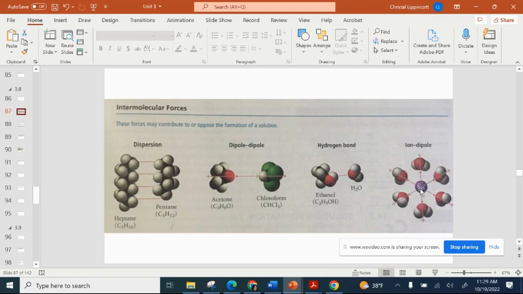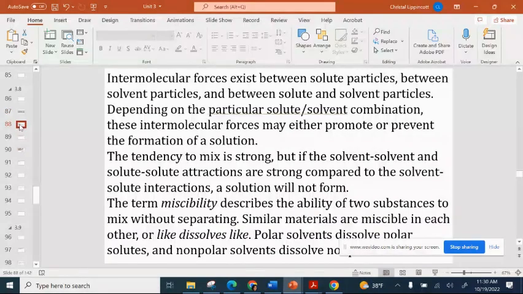You are going to have questions that end up having you draw this. You have to have the water oriented correctly with that ion. Intermolecular forces then exist between the solute and the solvent. Depending on the particular solute and solvent, these intermolecular forces may either promote or prevent the formation of a solution.